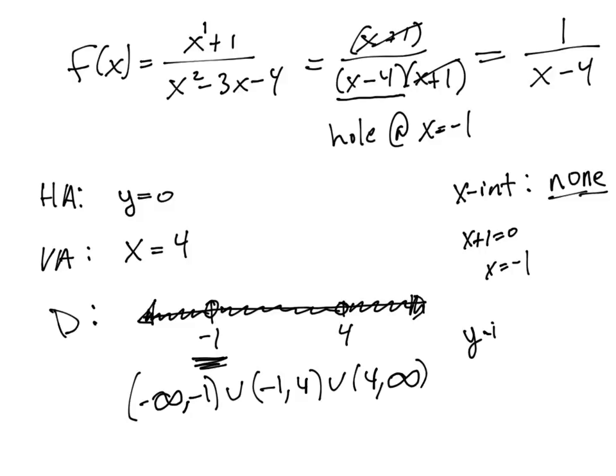For the y-intercept, what we do is we evaluate f at 0. So plugging in 0, we're going to get -1/4. So the y-intercept is 0, comma, -1/4.